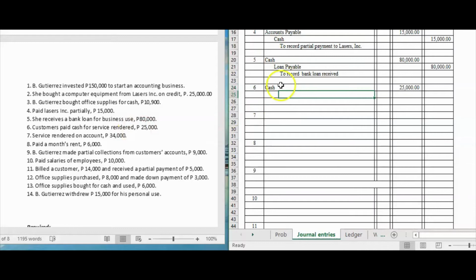Okay. Ang normal balance ng service revenue is credit. Okay. Revenue is credit. In this transaction, nag-increase ang revenue natin. It becomes an increase in service revenue, so we are going to credit it. Okay, fair. Do not forget description: to record service rendered.